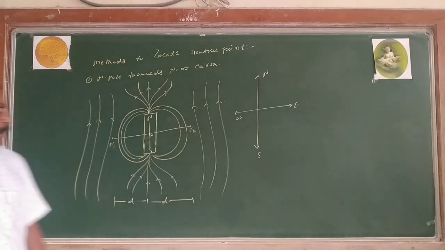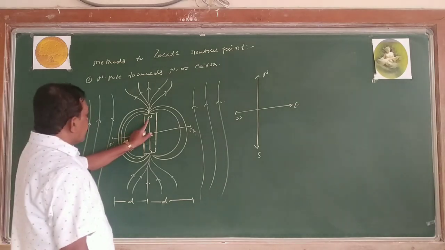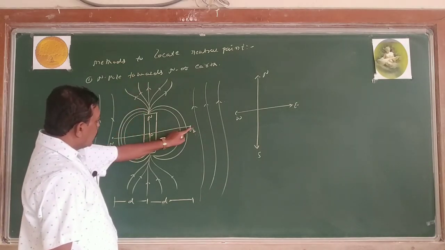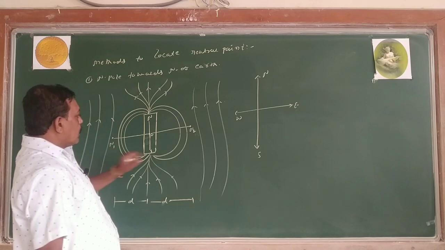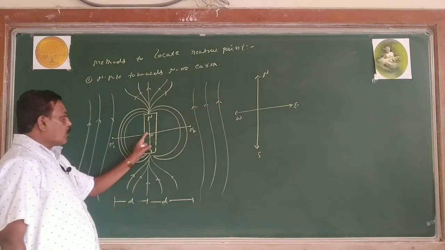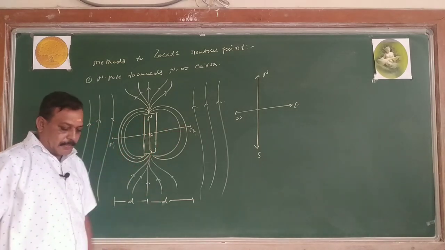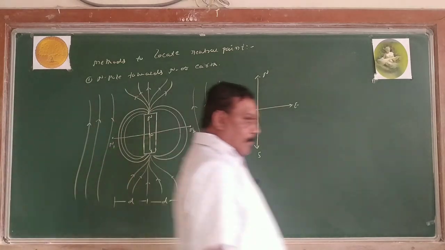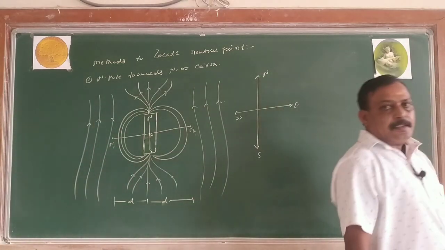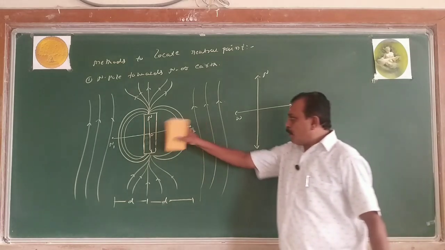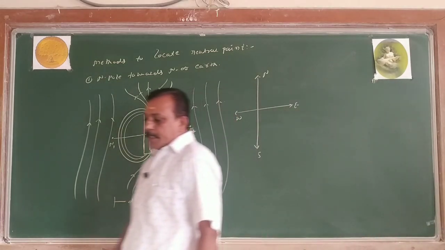So this is the axis of the dipole. Now this is the equatorial line. The neutral points are available on the equatorial line of a bar magnet, at a distance D from the center.